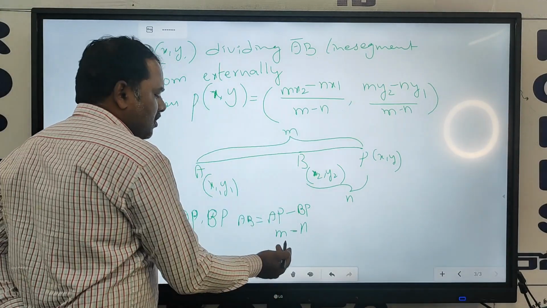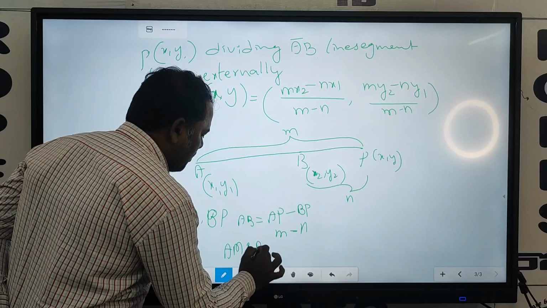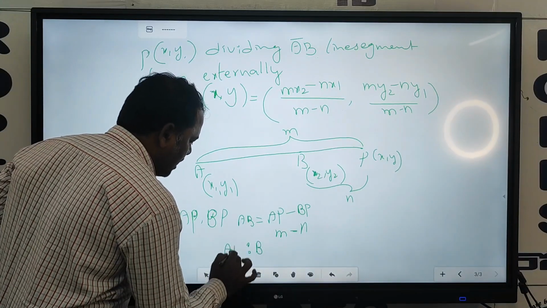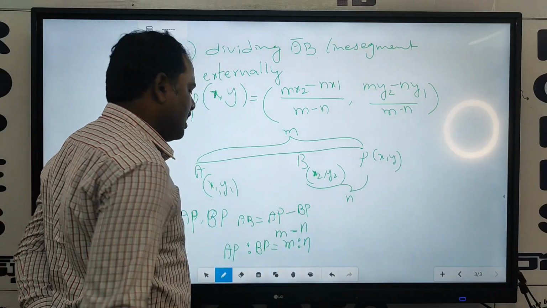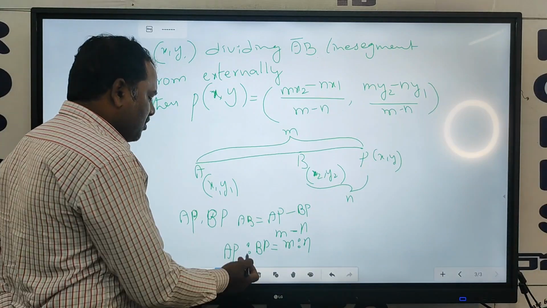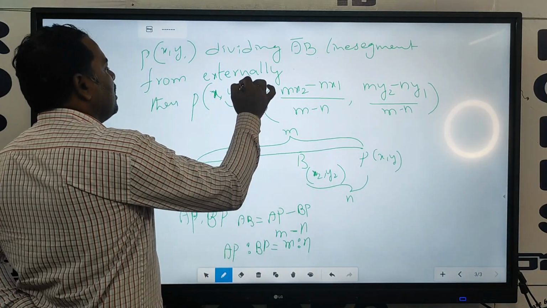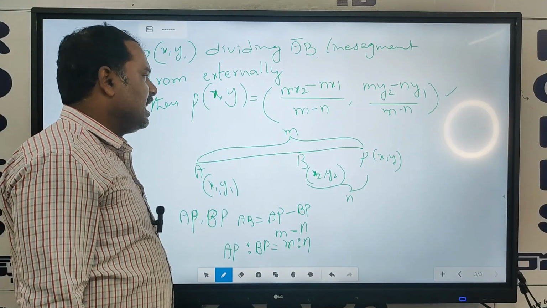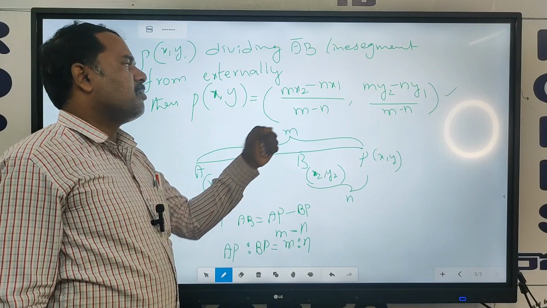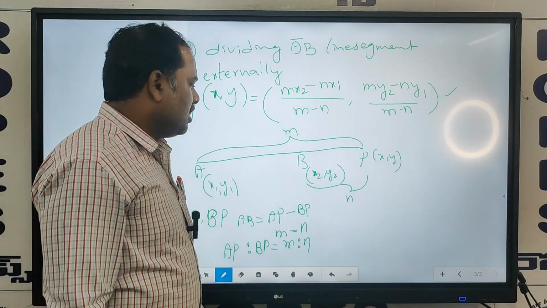Okay, right. Based on this, AP is to BP equal to m is to n. From this, if you want AB, then we have to do minus. So based on this, the formula to find P when P is dividing externally is (mx2 minus nx1) by (m minus n), (my2 minus ny1) by (m minus n). Okay, so this is the finding. Is it clear? Right. Thank you everyone.